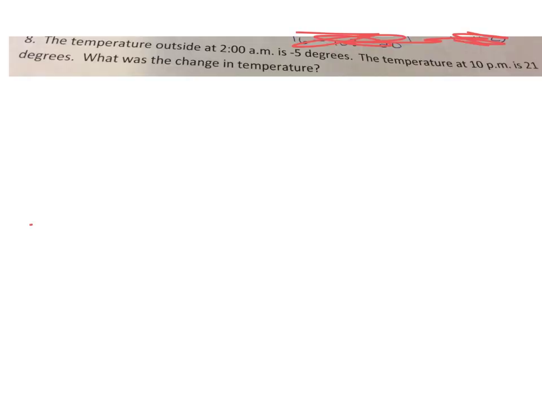All right, question number 8. First of all, we need to read it. The temperature outside at 2 a.m. is negative 5 degrees. Temperature at 10 p.m. is 21 degrees. What was the temperature change? Change in temperature. So this is not 21 minus 5.